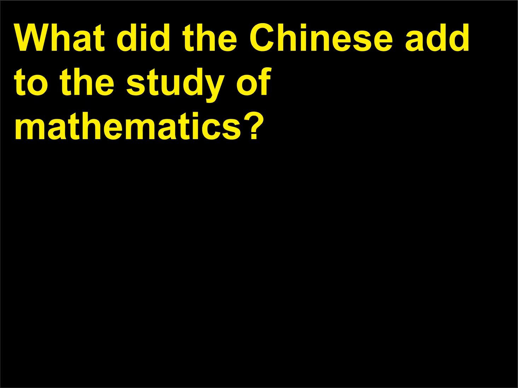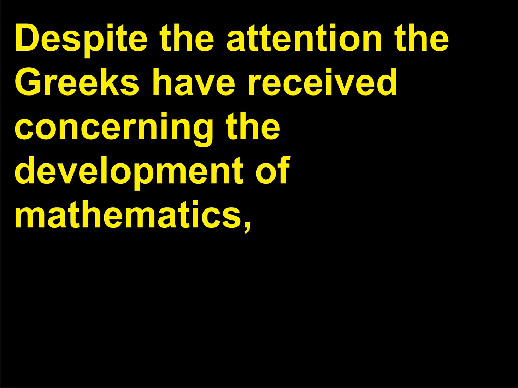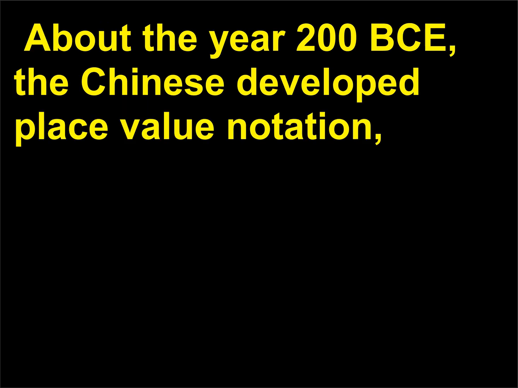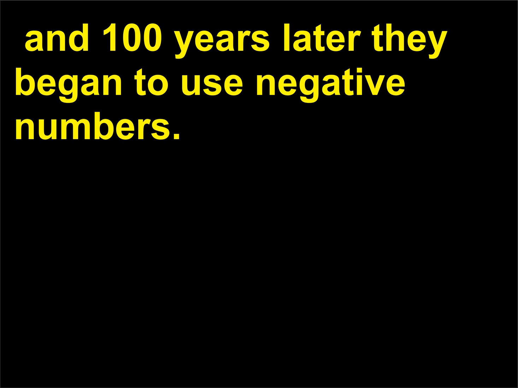What did the Chinese add to the study of mathematics? Despite the attention the Greeks have received concerning the development of mathematics, the Chinese were by no means uninterested in it. About the year 200 BCE, the Chinese developed place value notation, and 100 years later they began to use negative numbers.